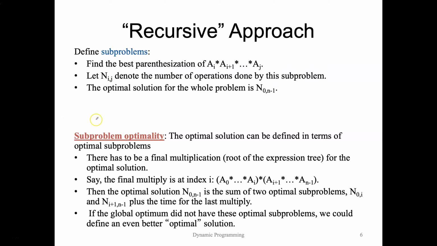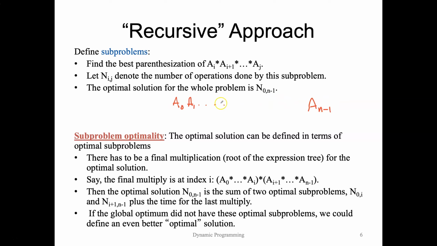So that means that our problem exhibits what's called the subproblem optimality property. That means that there is an optimal solution which we can define in terms of optimal solutions to our subproblems. And why this is the case: if we look at this entire chain of matrices we multiply together, A0, A1, and so forth, all the way up until A n minus 1, then somewhere in this, we'll have the last multiplication that we perform.